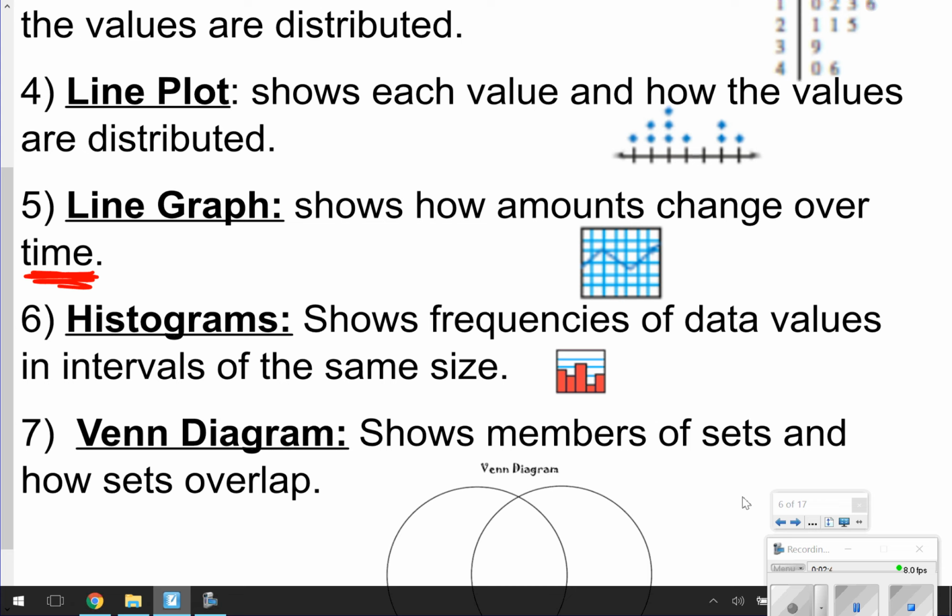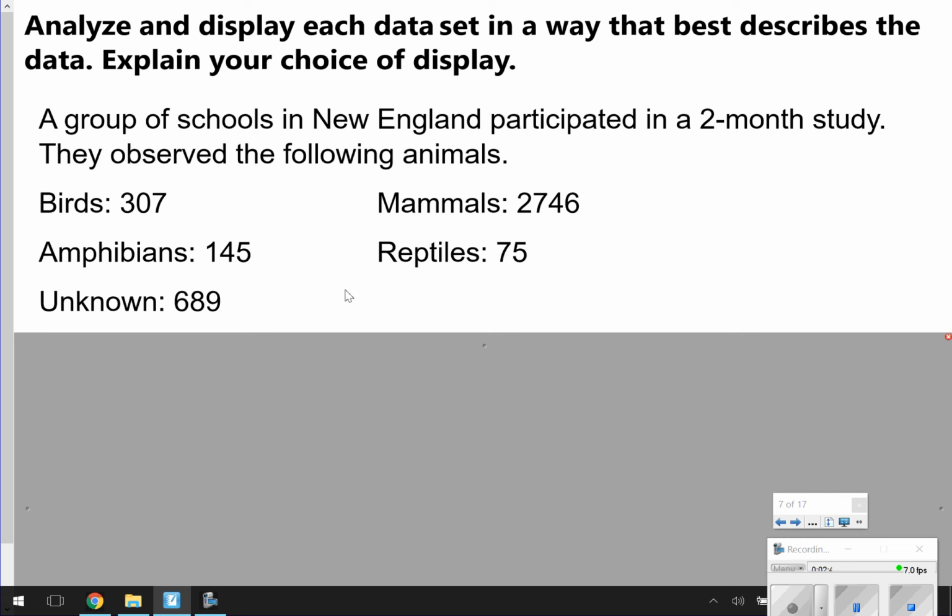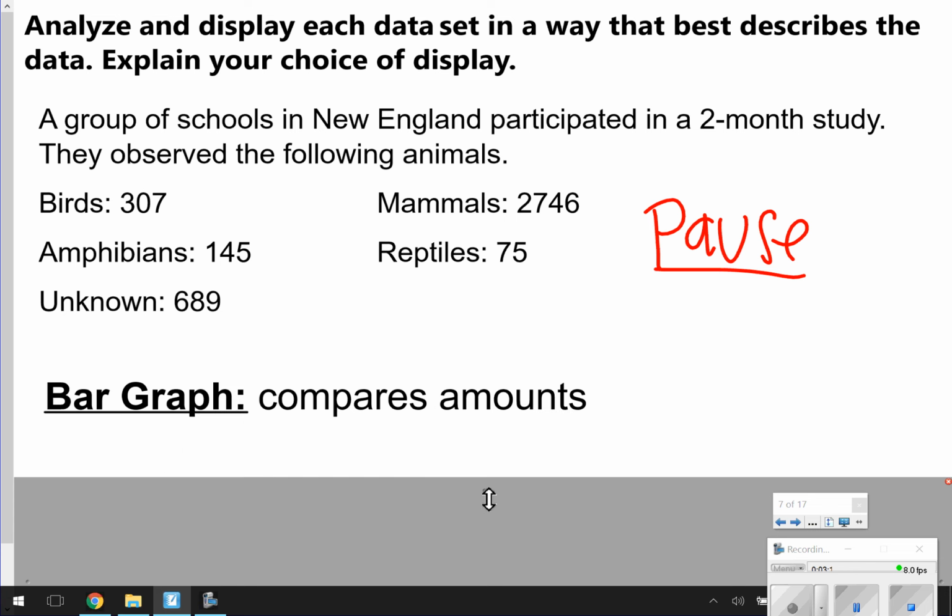Let's go ahead and get started in trying to figure out where all of these fit in with some of our questions. The first one we have is a group of data, and it says a group of schools in New England participated in a 2-month study. They observed the following animals. So they've got birds, amphibians, unknown, mammals, and reptiles. What data display do you think would best describe the data? Pause the video, check with your neighbor, and then play to see what the answer should be. This answer should be a bar graph because it's comparing different amounts.